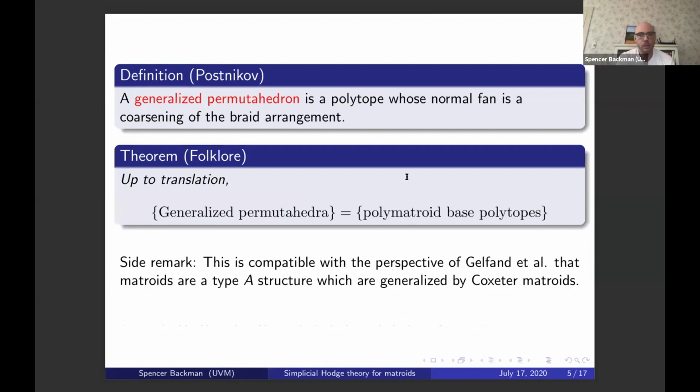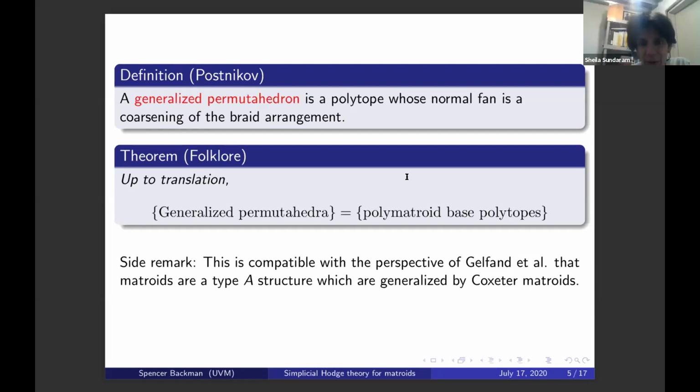Okay, so Postnikov defined a generalized permutahedron to be a polytope whose normal fan is a coarsening of the braid arrangement. This is called a generalized permutahedron because it generalizes the permutahedron. The permutahedron, its normal fan is the braid arrangement.